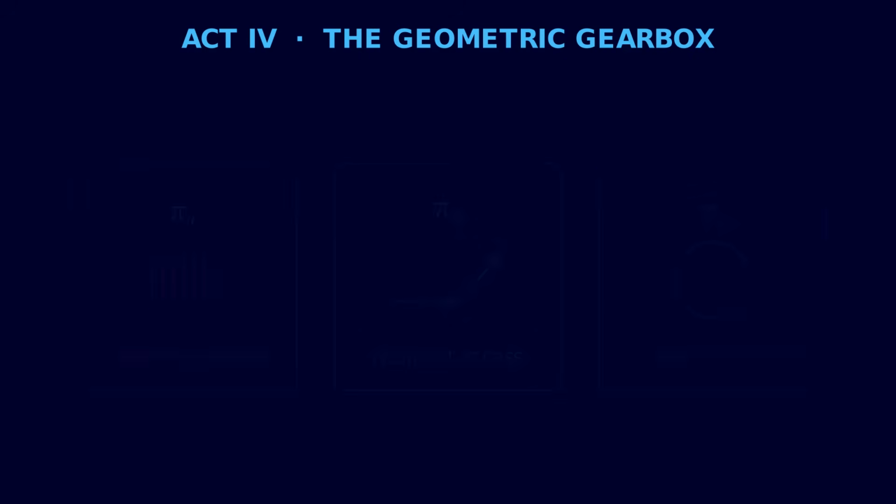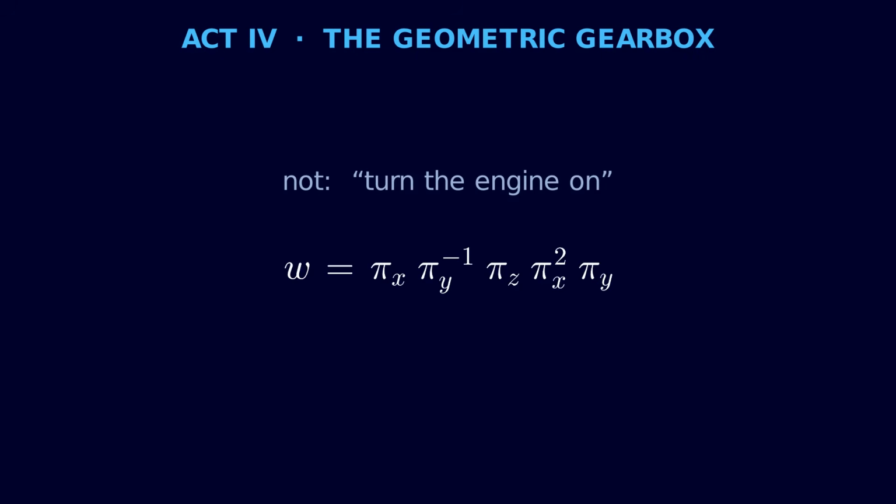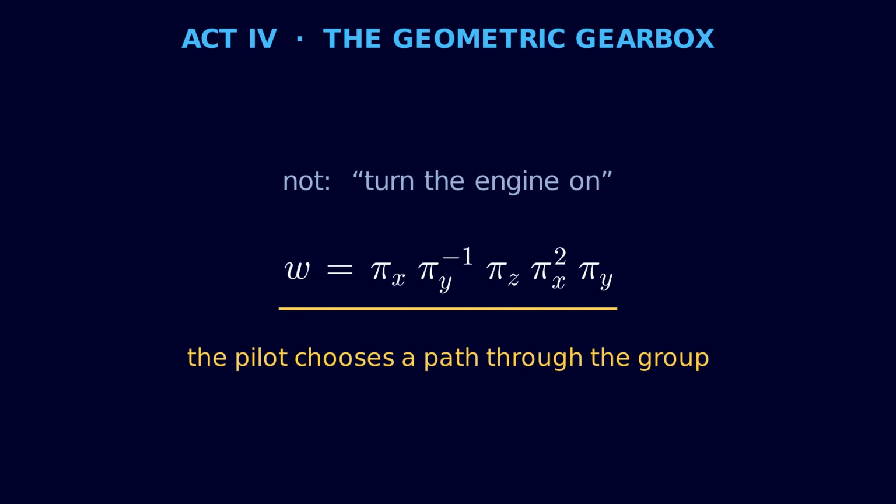So the propulsion sequence is not "turn the engine on." It is a word in a noncommutative group. The pilot does not throttle fuel. The pilot chooses a path through the group. But we must be scientifically careful.